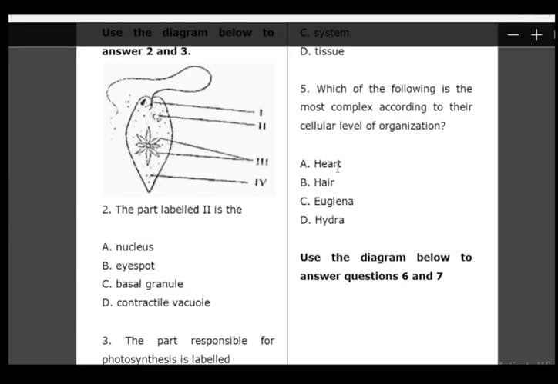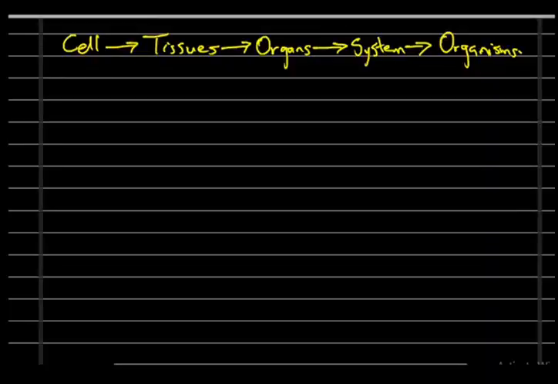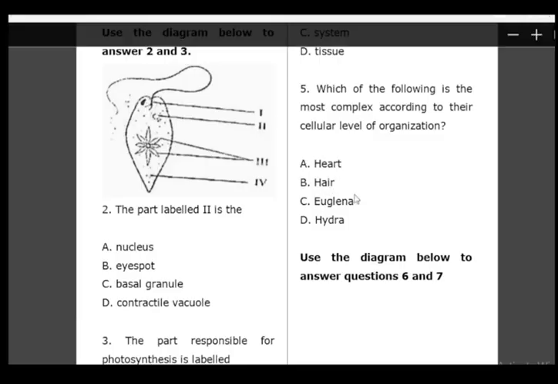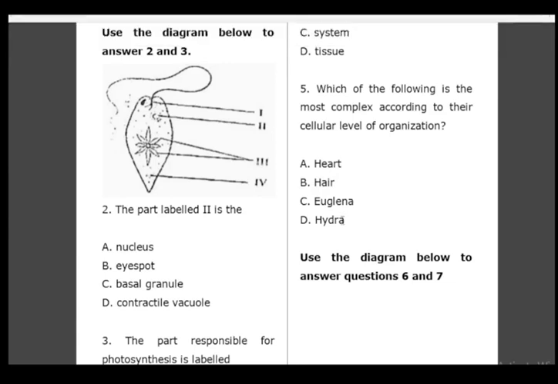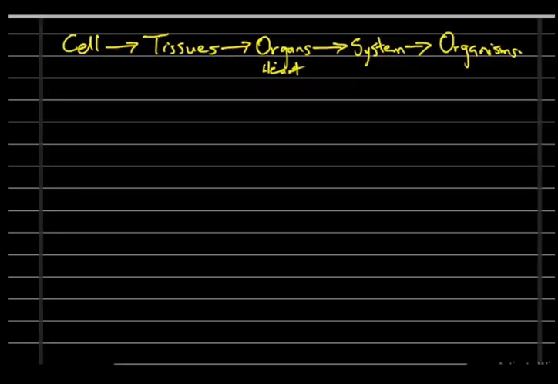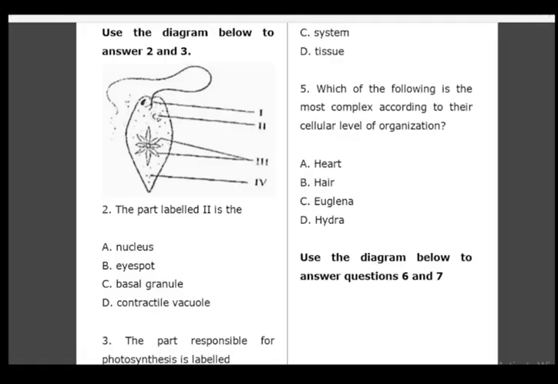Here we have heart. Heart is an example of an organ. Right under here is where we have heart. When we look at the other ones, we have hair, Euglena, Hydra. Now, Euglena and Hydra are collections of cells that make up tissues. They are not really an organ. So here is where we have Euglena and the other organism there, which is Hydra.